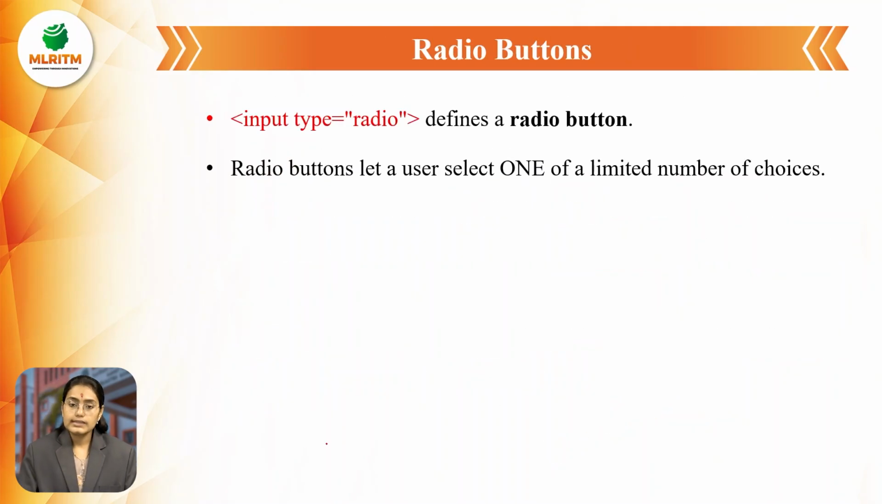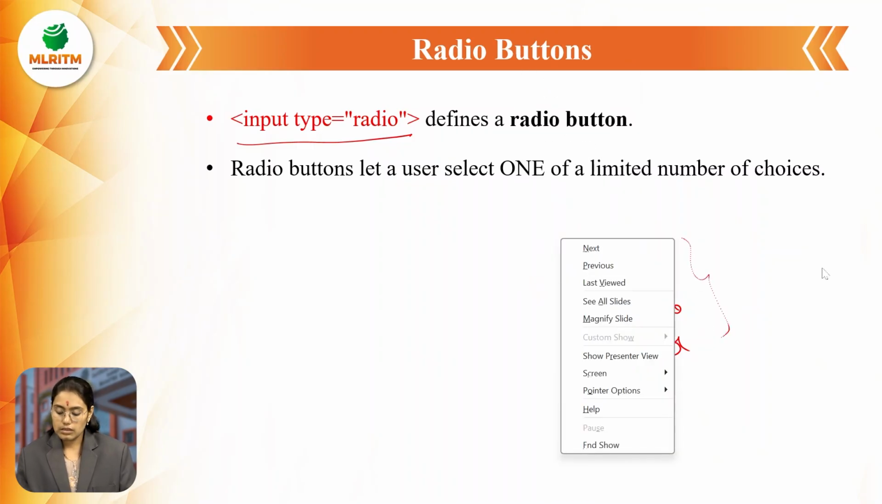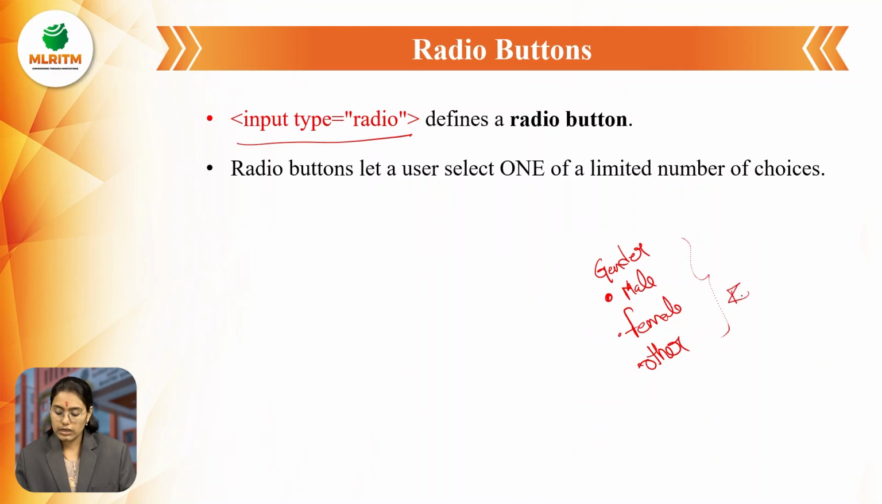Thus let's see about the radio button. The radio button is indicated with this. So let's see. Input type equal to radio defines a radio button. A radio button lets a user select one of a limited number of choices. If you have a limited number of choices, let's see with gender. In gender we have male, female and other. Whenever we have a few options and you want to select only one of them, then we can use this radio button.